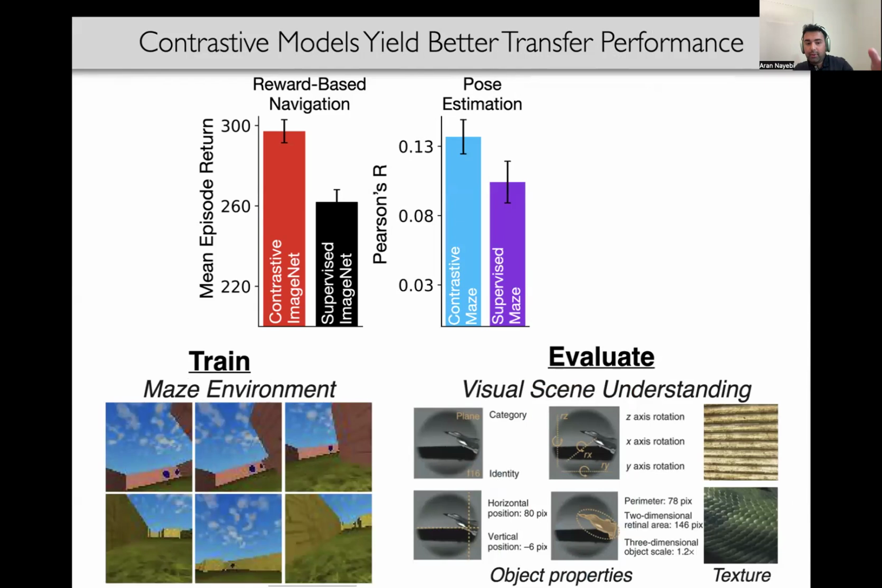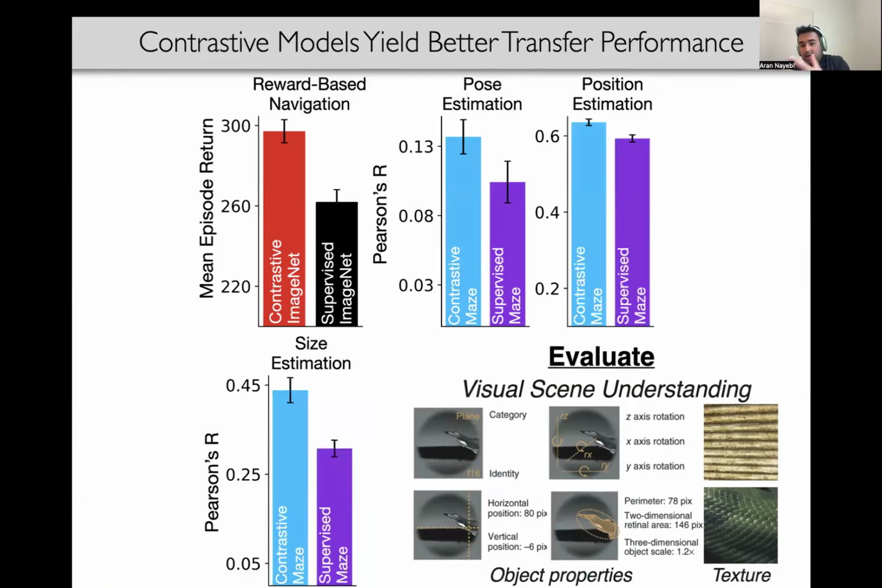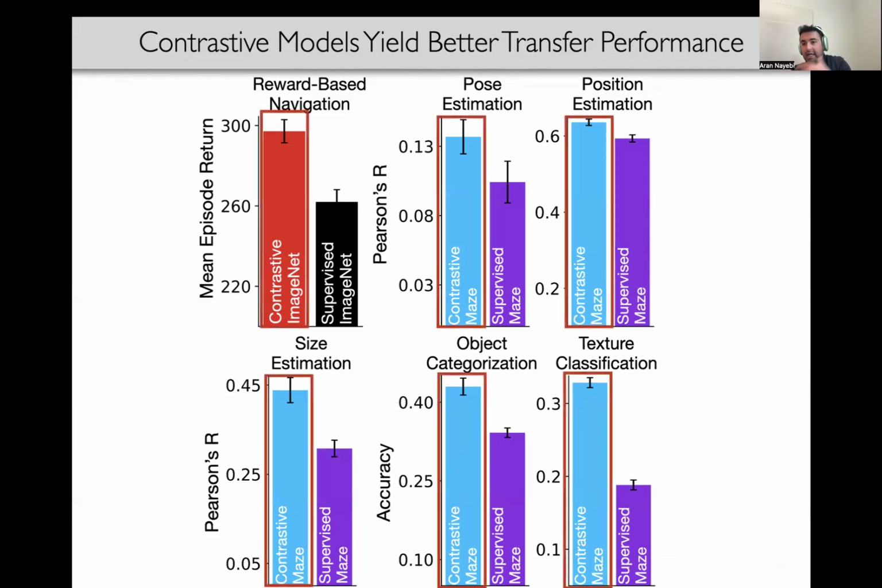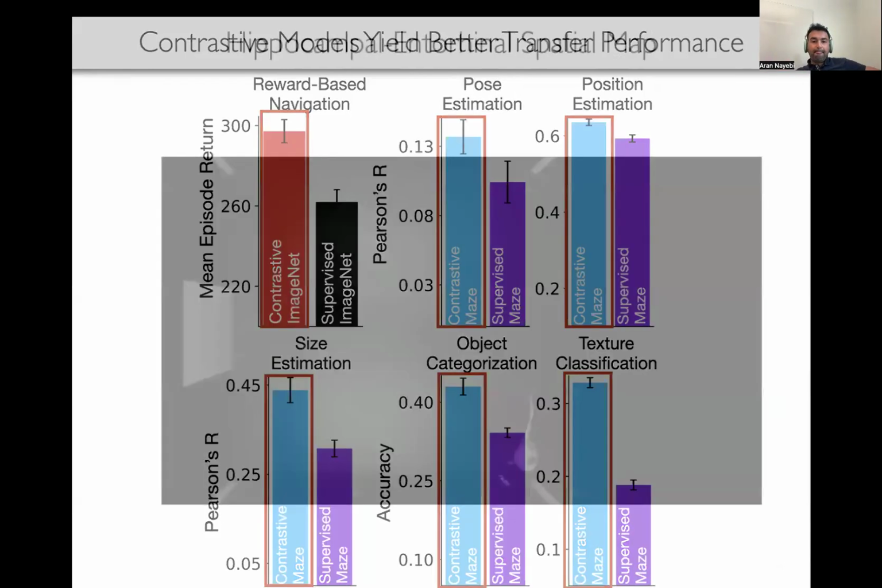Now we can go the other way. So pre-train in a maze environment and then evaluate on a variety of visual scene understanding tasks at the visual acuity of the animal. And again, we see that the contrastive objective better matches the supervised counterpart, where the supervision signal in this case in the maze environment is the reward, across a range of these visual scene understanding evaluations. So that's a trend that we see overall, that the contrastive models yield better transfer performance across a wide range of statistics, but also tasks as well.